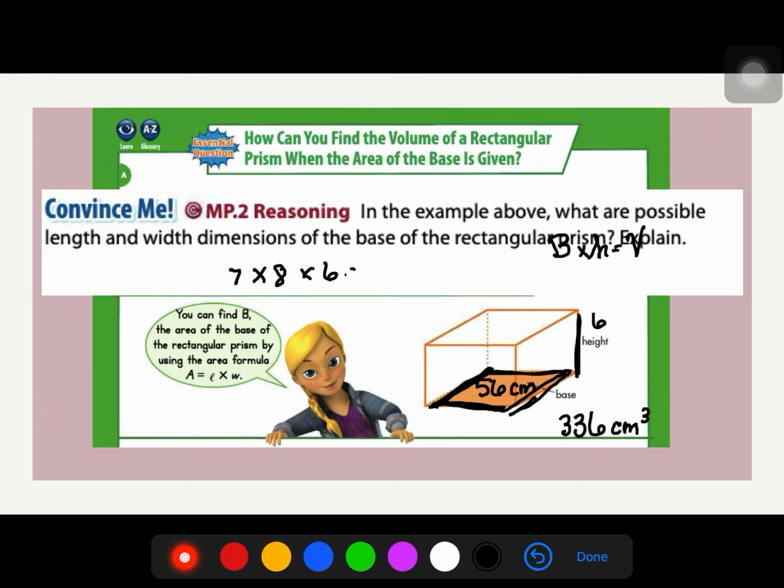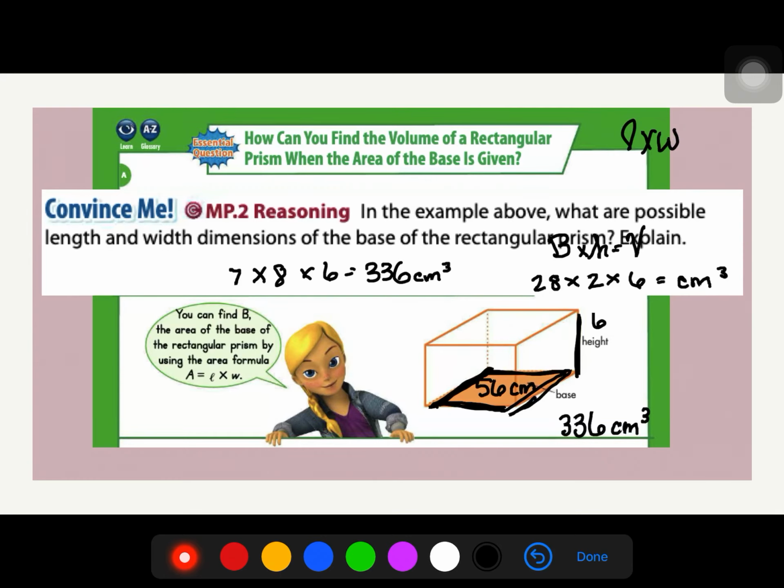Well, the length could be 7, the width could be 8, and then that multiplied by 6 would be 336. What's another dimension? You think, how about 28 by 2 by 6? It doesn't look like it's a 28 by 2 by 6, but that would also equal 56. So there's other ways you could play with it.